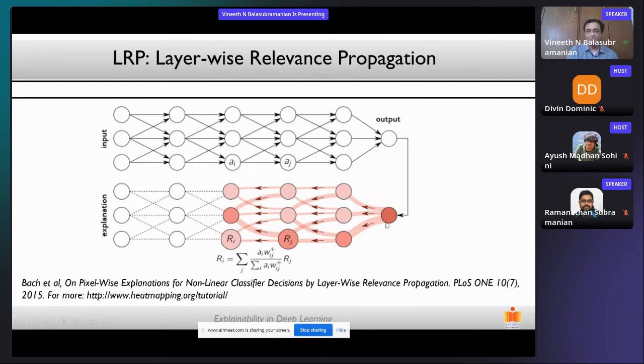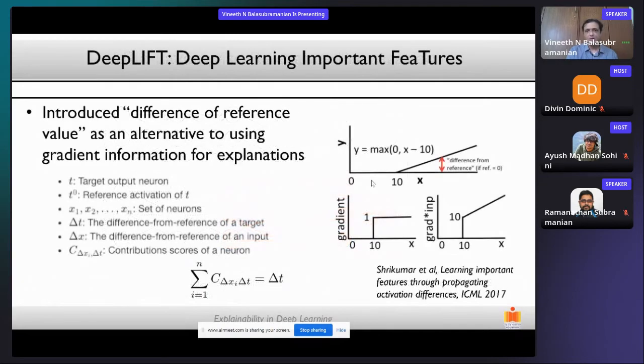This is one other method. There's a website called heatmapping.org where the code for this method is publicly available, and they have a lot of examples of how this method works in practice. Another method that was proposed in ICML of 2017, which is also used often, is known as DeepLIFT.